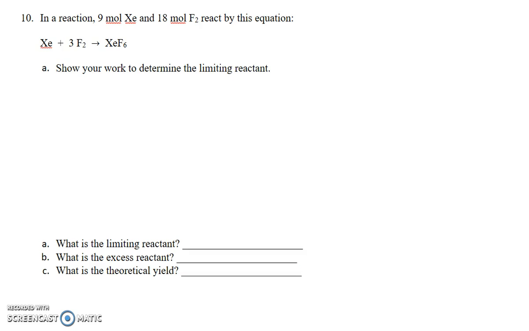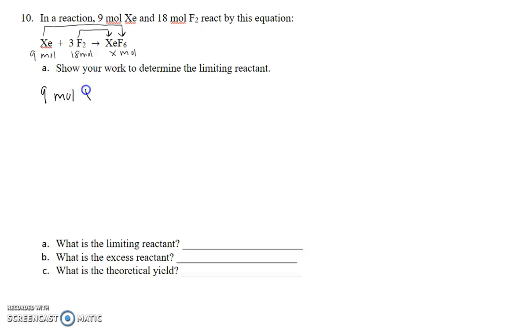So our very first step here is we need to list underneath our equation what we have and what we're looking for. So our problem tells us that we have 9 moles of Xe and that we have 18 moles of F2. Ultimately, we're trying to figure out how much product we can make. Since we're starting in moles, we'll solve in moles. That means we're going to go from Xe into our product and from F2 into our product. We'll start by listing what we have for each.